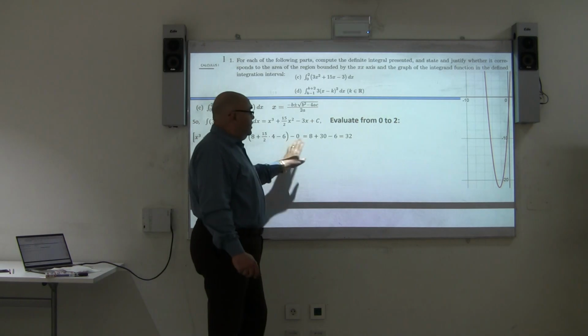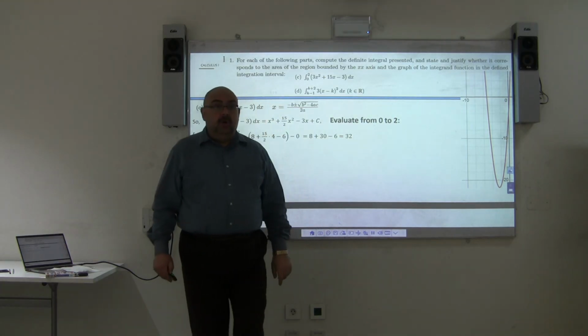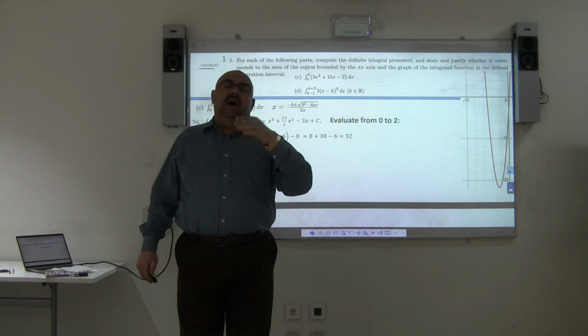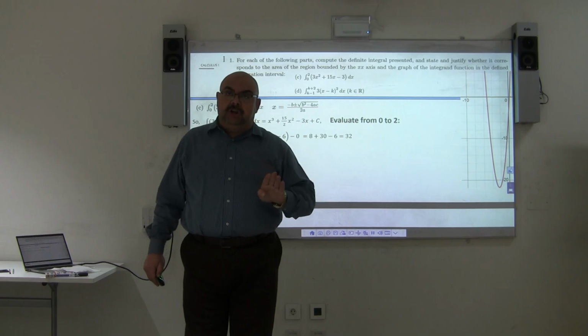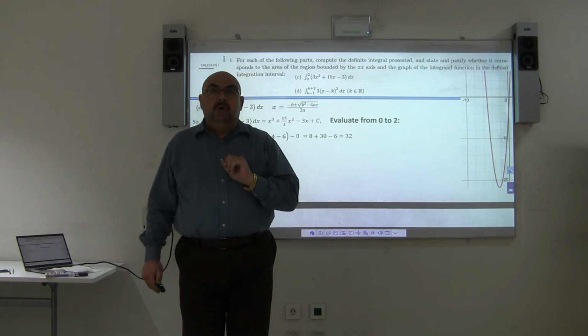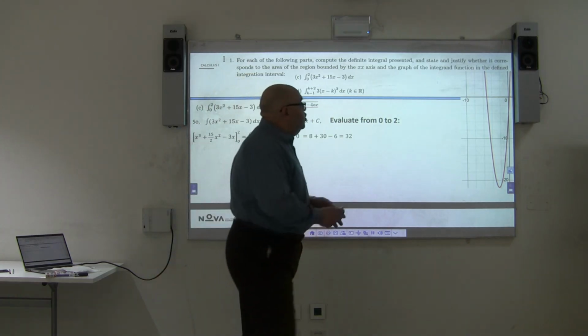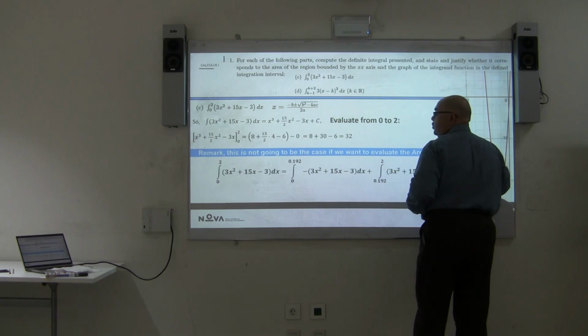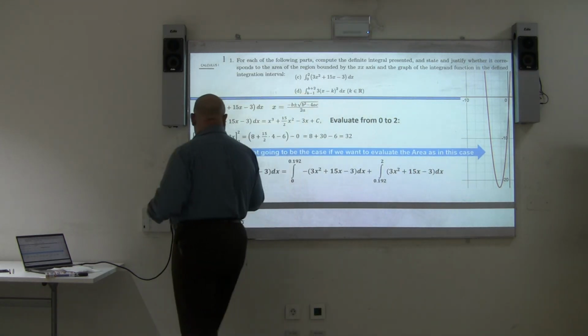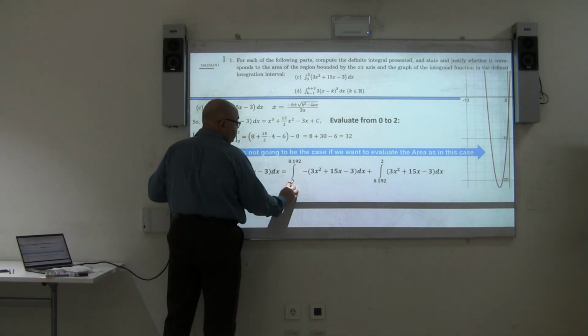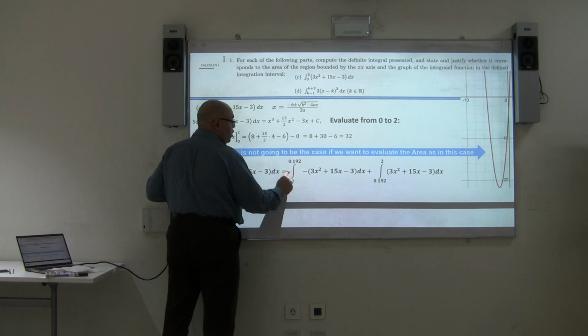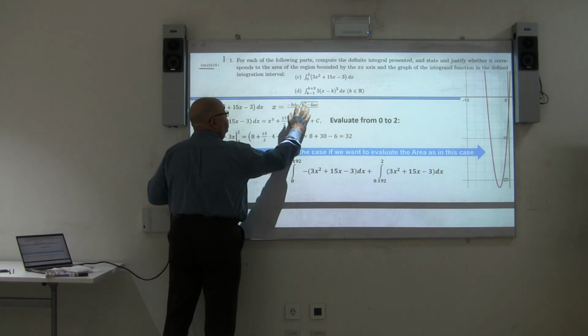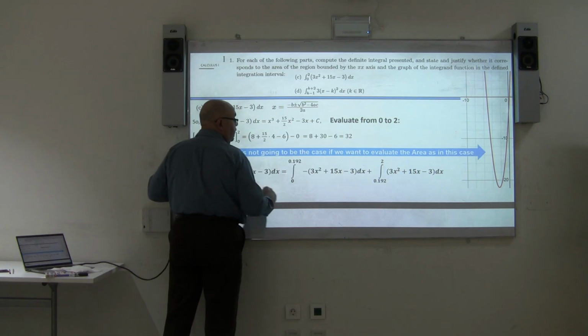If I did this, the value is going to be 32. Okay, what if I break my integration in order to get the area? So I will take first from 0, in order to be sure about this area, from 0 to the root. Once more, instead of working from 0 to 2, I will integrate first from 0 to 0.192, which is a root of this function.